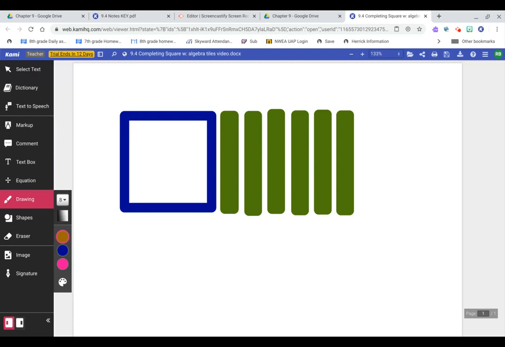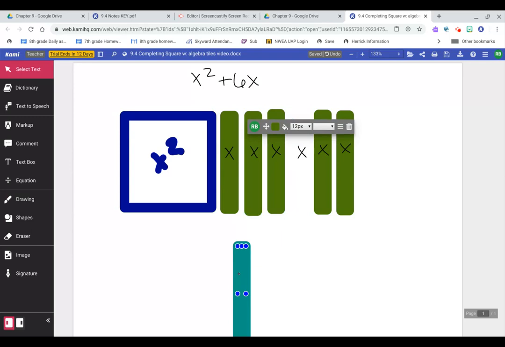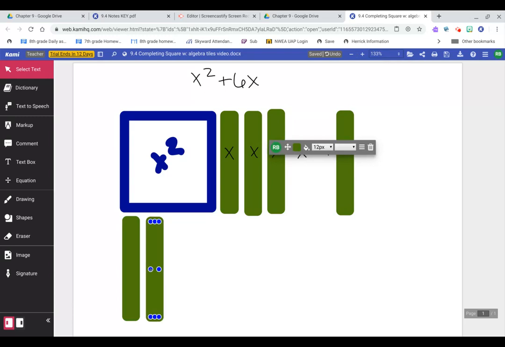If you remember, this represents x squared. So this would be x squared, and each one of these green rectangles would be just x. So we'd have x, x. All right, we have x² + 6x. So when they call it completing the square, I want to take these algebra tiles and make them into a square. So right now when they're lined up, it looks like this rectangle. But what if we manipulate these and move them? So let's move this. If I move this here, and I lose my x's, but that's okay.